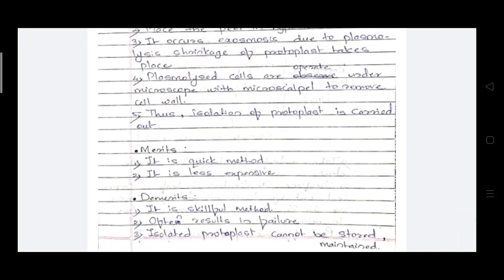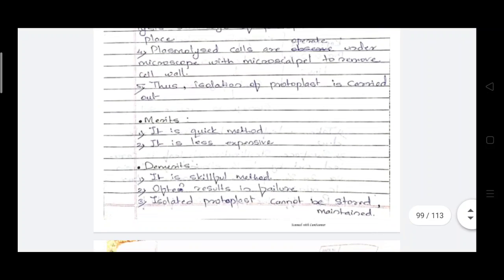Then what are the merits of this method? It is a quick method and it is less expensive. The demerits of this method are that it is a skillful method, often the result is failure, and isolated protoplast cannot be stored or maintained. Only skillful persons can easily remove the cell wall.